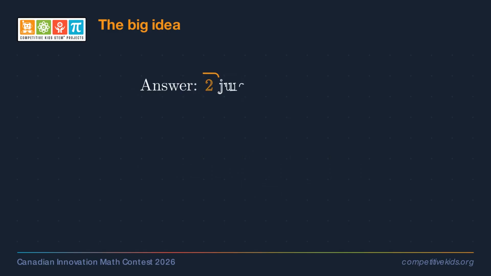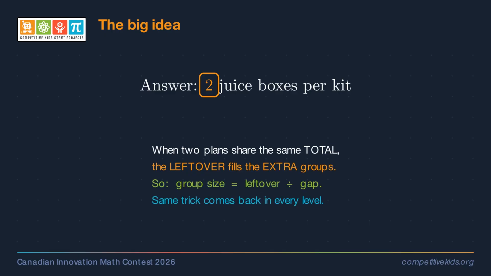This is the leftover trick. When 2 plans share the same total, the leftover must fill the extra groups in the other plan. So group size equals leftover divided by gap. You will see this same idea in every excess and shortage problem.